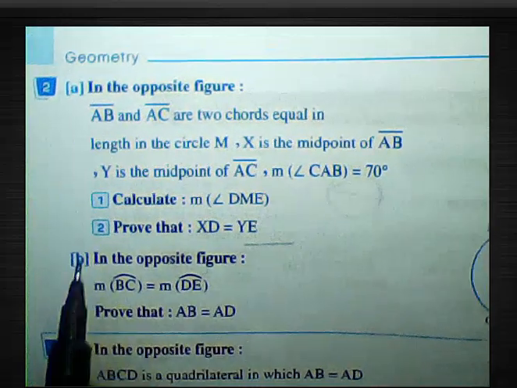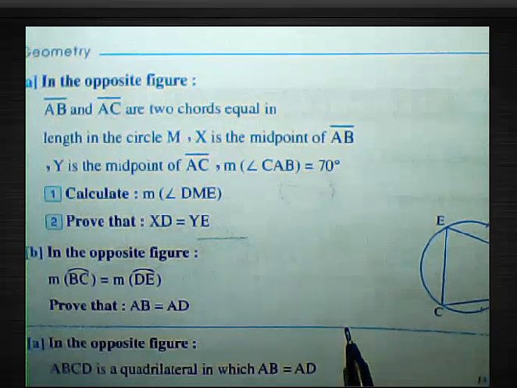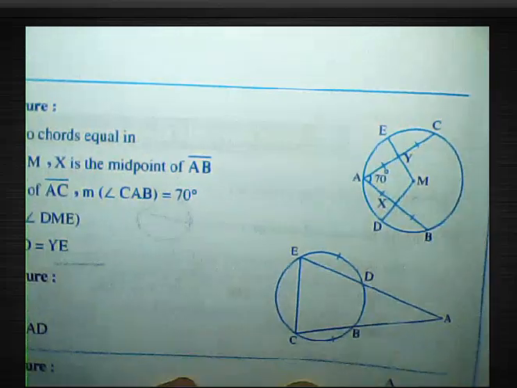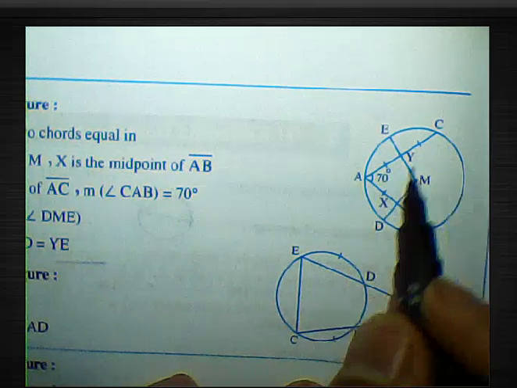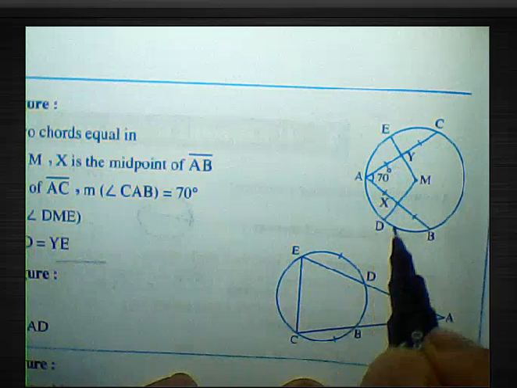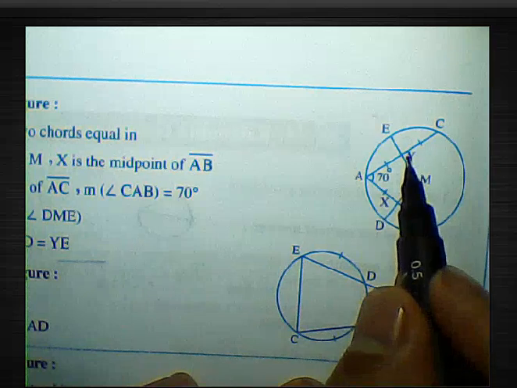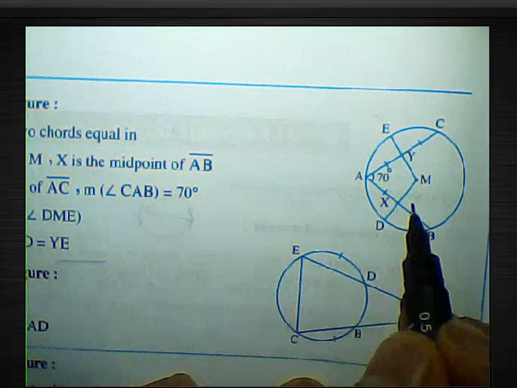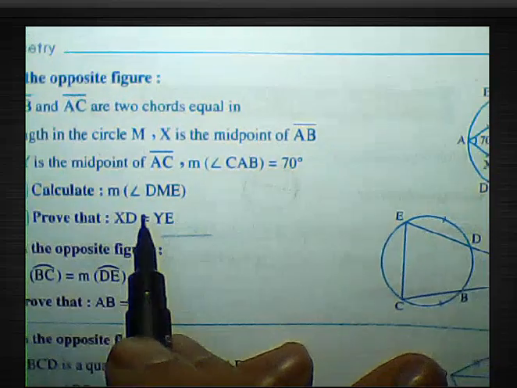Question number 2. In the opposite figure, AB and AC are two chords of equal lengths. Look with me here, AB and AC, two chords of equal length in circle M. X is the midpoint of AB and Y is the midpoint of AC. The measure of angle CEB equals 70 degrees. Calculate the measure of angle DME.